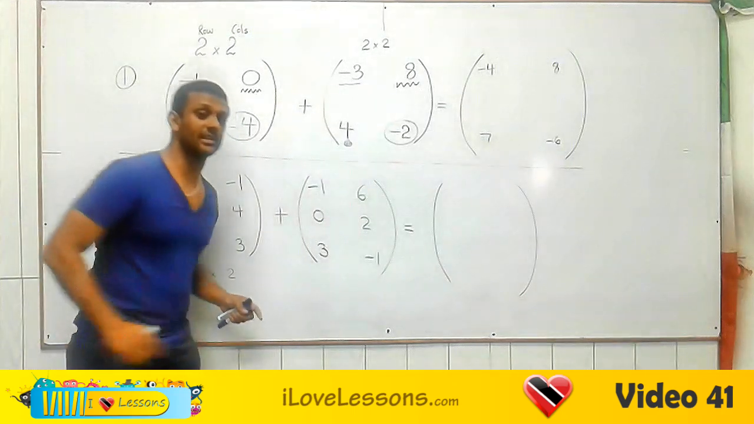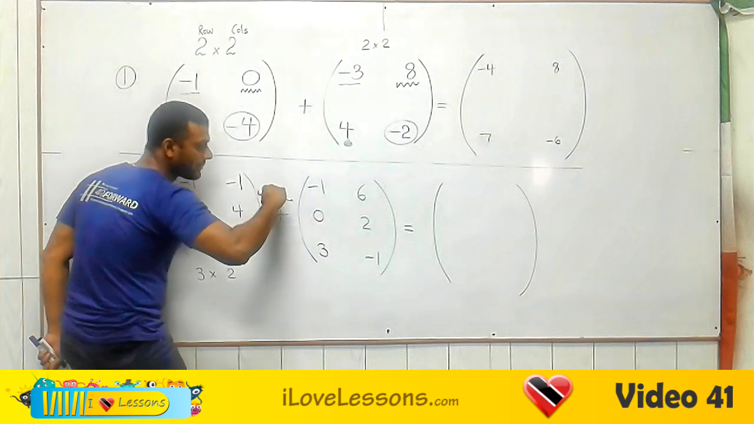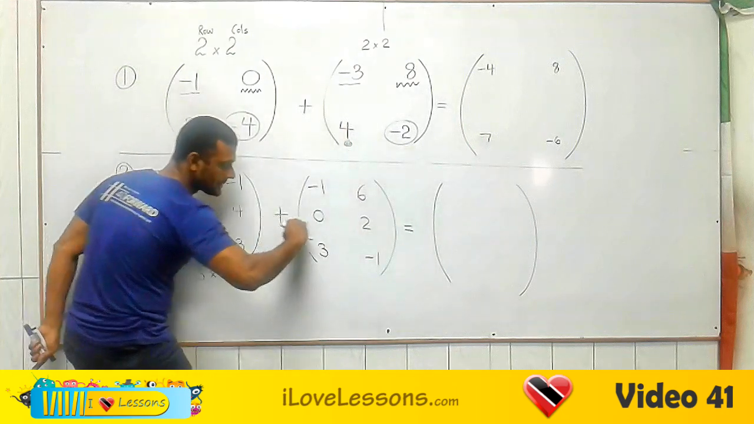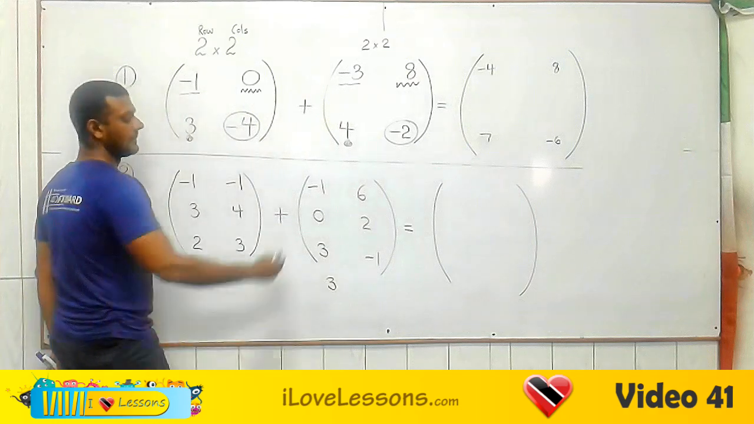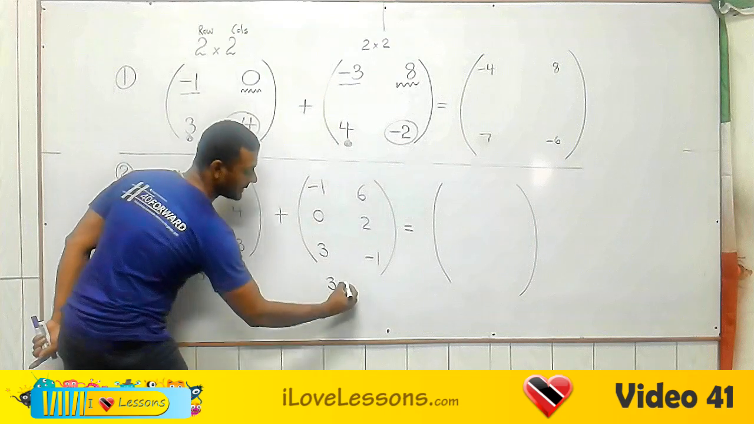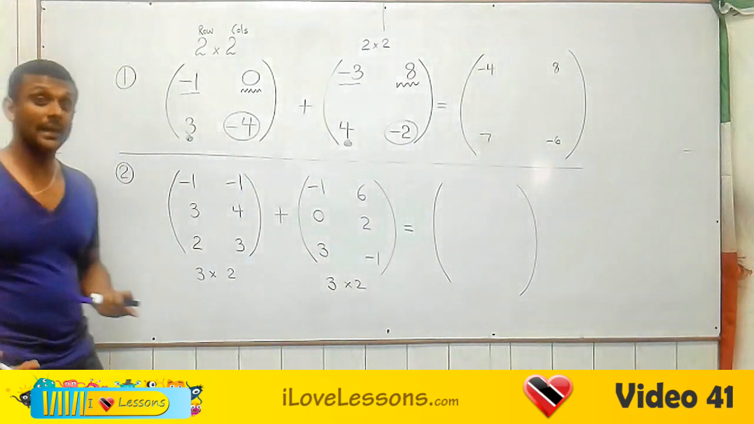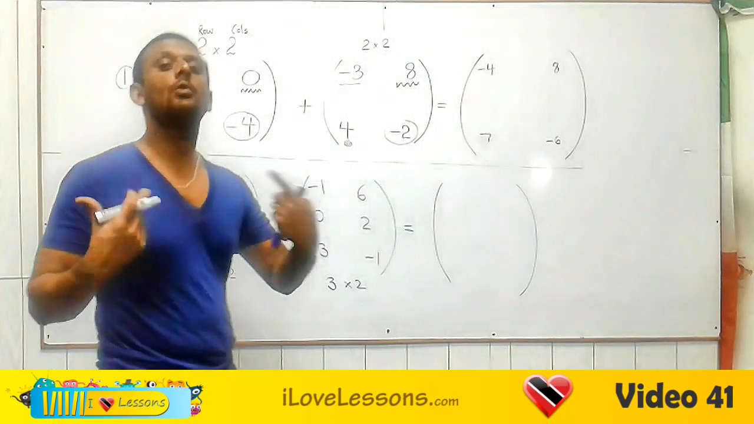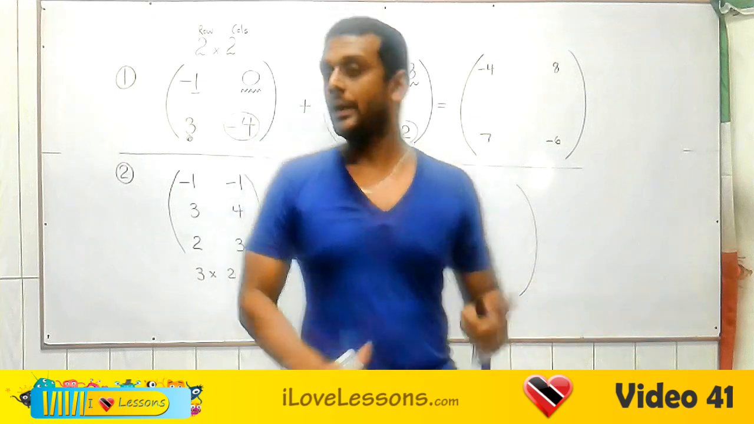Let's make sure that this matrix is the same size, sorry. How many rows? 1, 2, 3. So the amount of rows is 3. And how many columns? 1, 2. It seems that both matrices are the same exact size. So we're allowed to go ahead with the question. It's possible to work out this question.